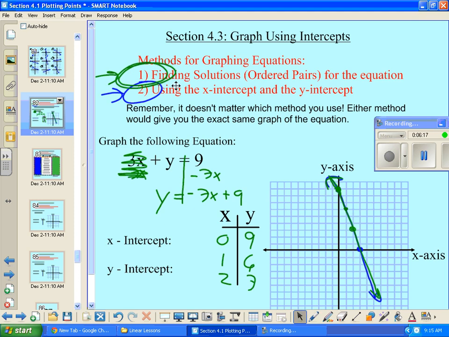That's what I want the students to get out of today's lesson: to realize it doesn't matter which method you use. Say you start using the intercepts method for one, or say you start using the ordered pairs method for one. Either way, they're just different routes to get to the same answer, the same graph of the equation.